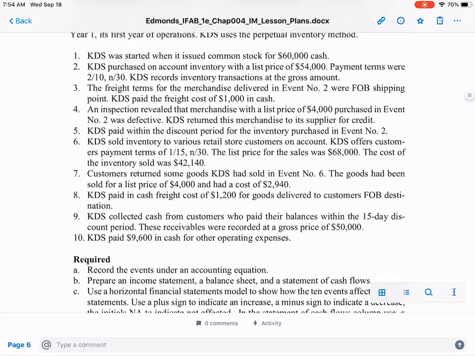So KDS was started when it issued common stock for $60,000 cash. And what I am going to do is I have this for you available, but additionally, I am not going to be switching back and forth between screens because I don't want to make you sick. So hold on just a second while I pull up this problem so I can have it sitting beside me so I won't be switching back and forth. But this information is available to you on Blackboard.